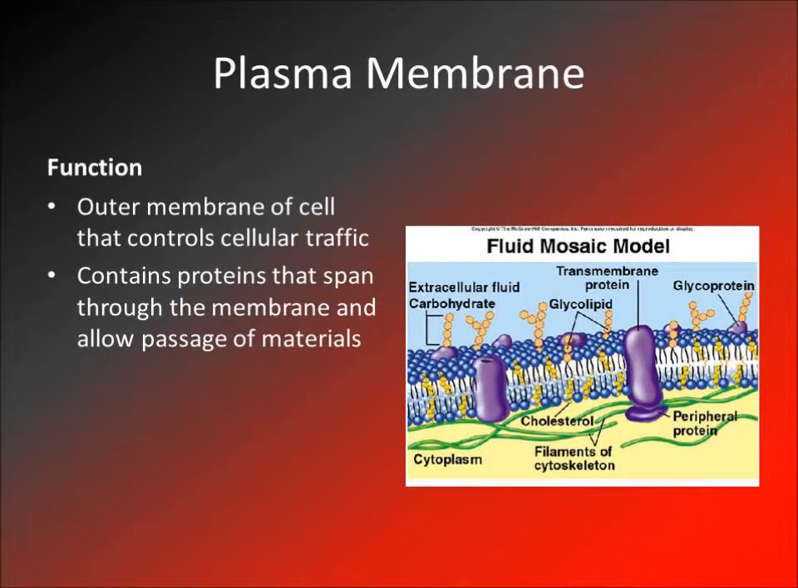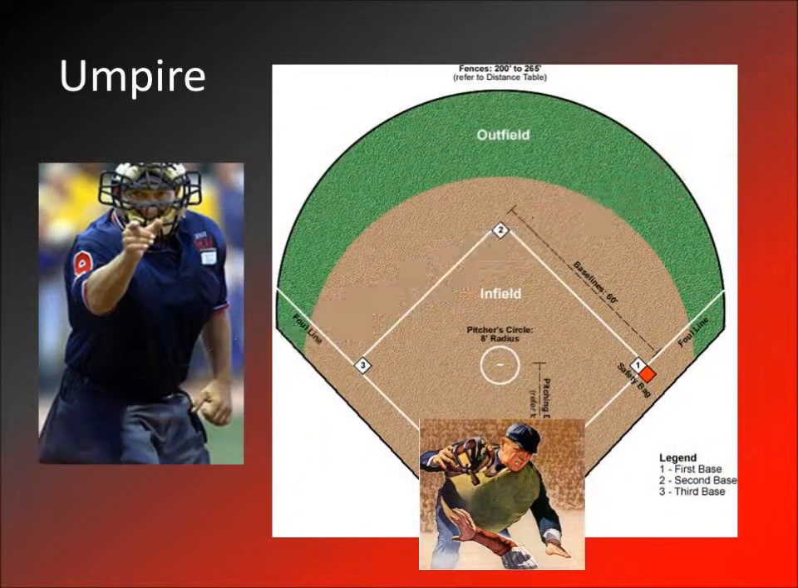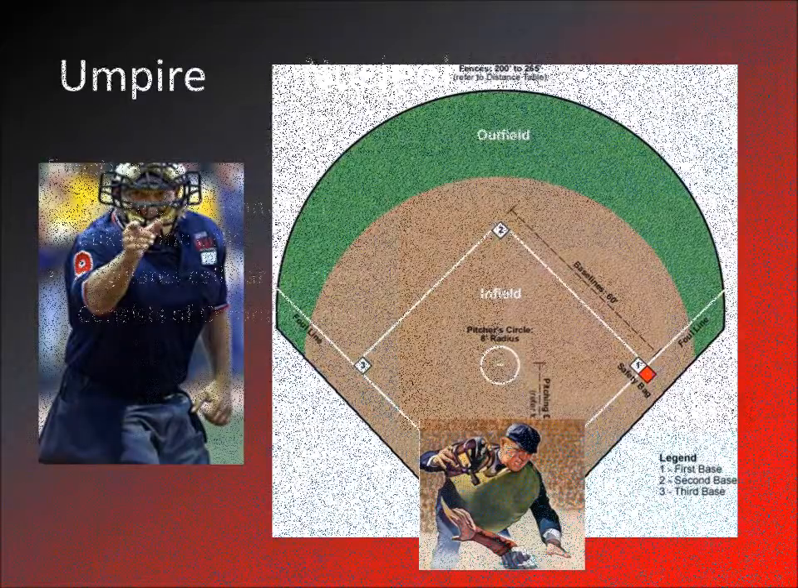The plasma membrane. Outer membrane of the cell that controls cellular traffic. Contains proteins that span through the membrane and allows passage of materials. We compared the plasma membrane to an umpire. The umpire calls the shots. They are in charge of calling strikes and balls, safe or out. They control what players stay in or out of the game.